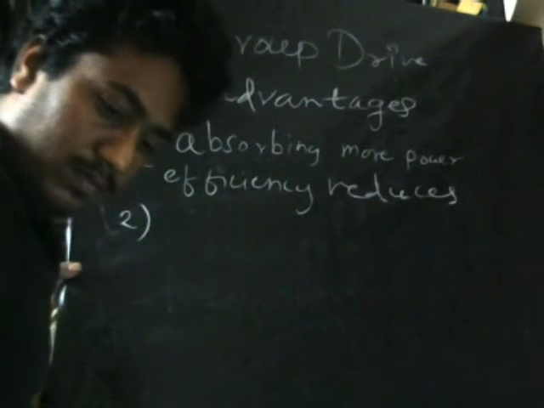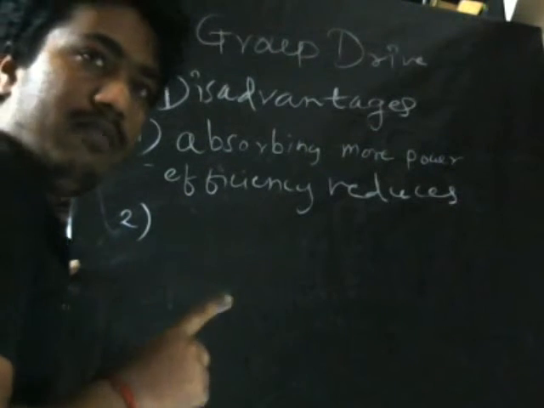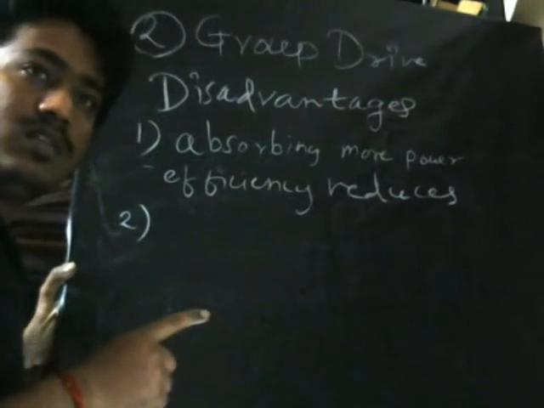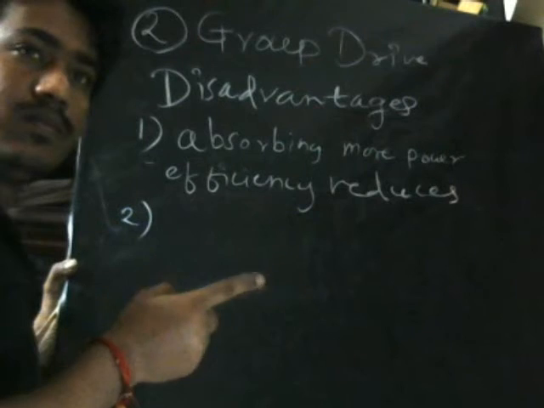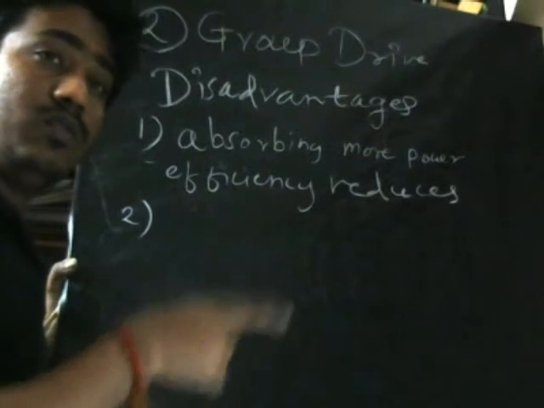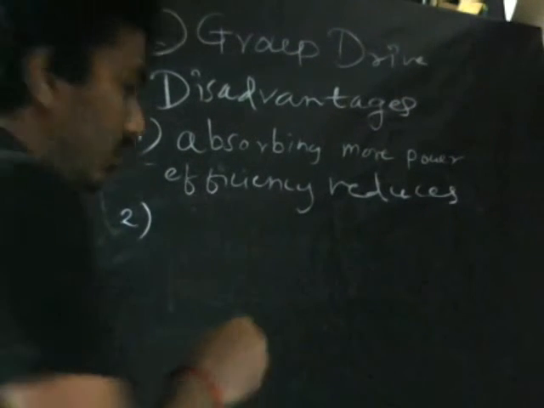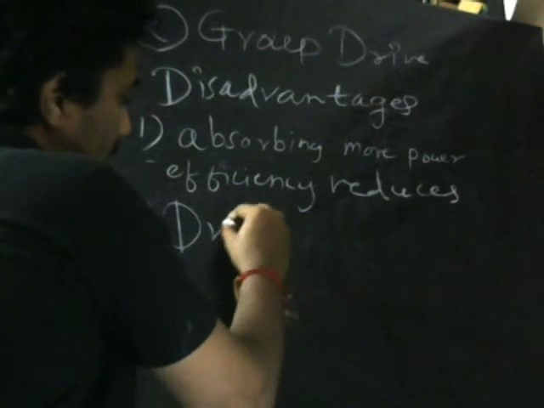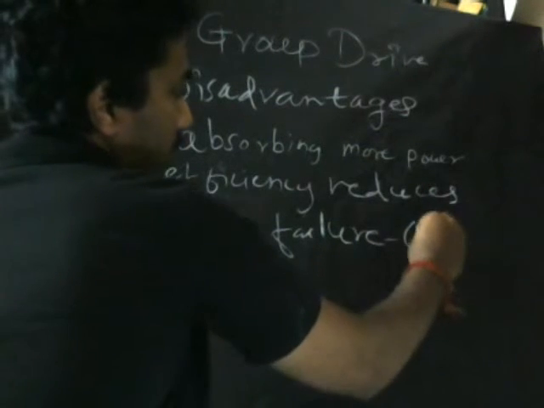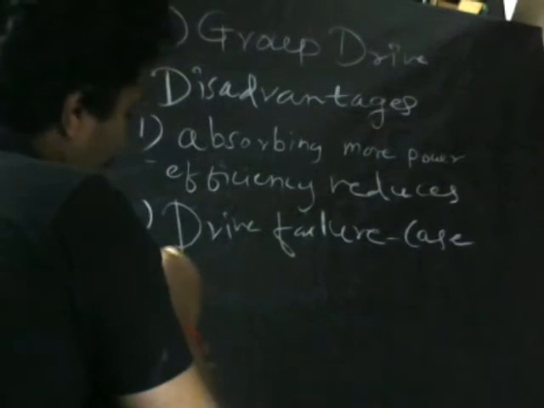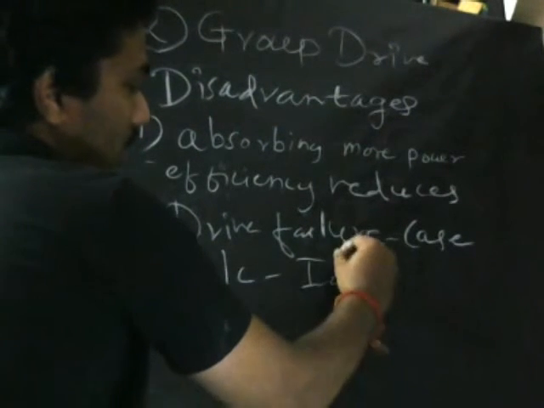Now let's see second. In this group drive, we are driving a group of machines, correct? By this main shaft, counter shaft, and machine shaft, power is continuously transmitting. So when failure will be there, all the machines will be idle. In case of drive failure, what happens? All machines will stop working and they will become idle.